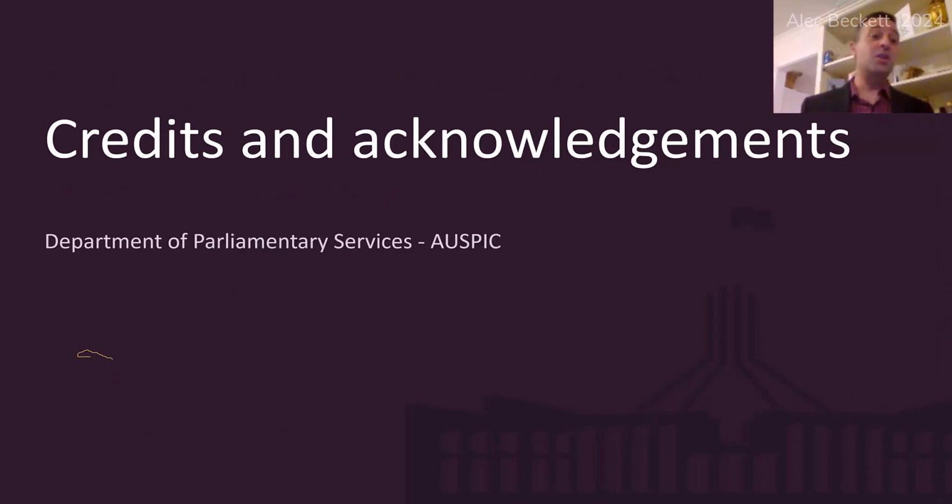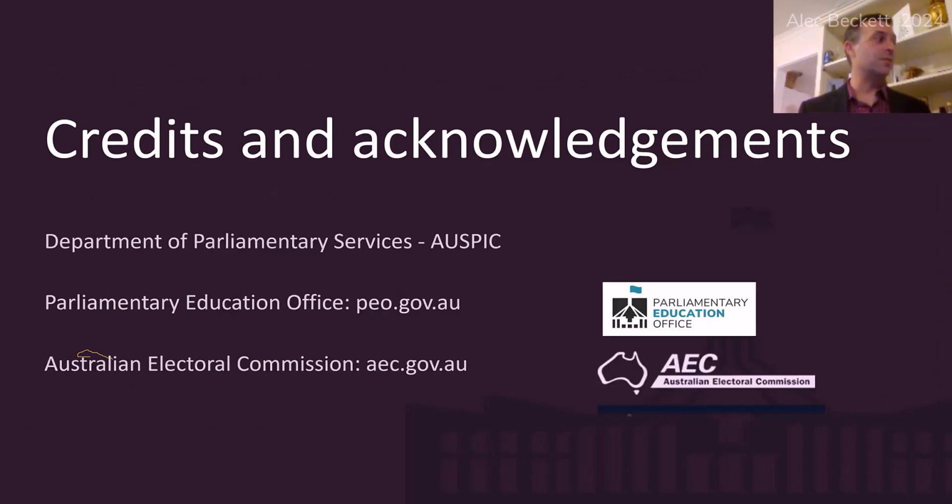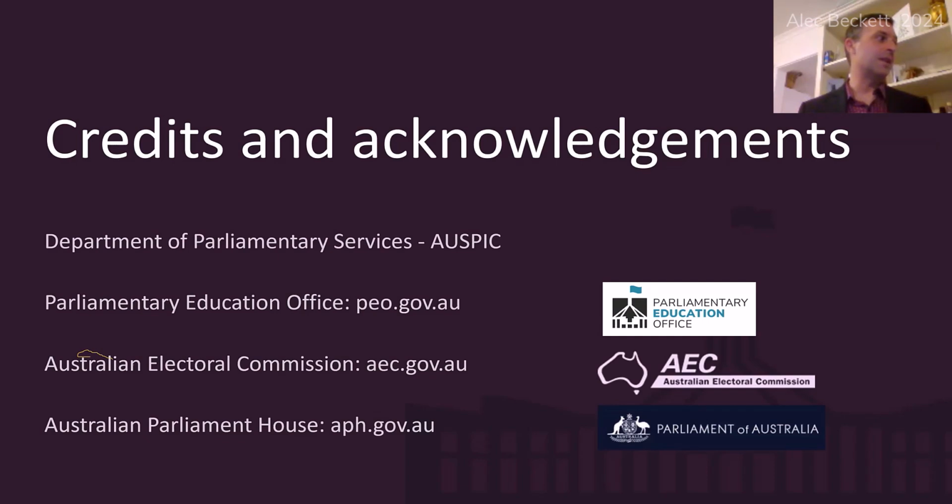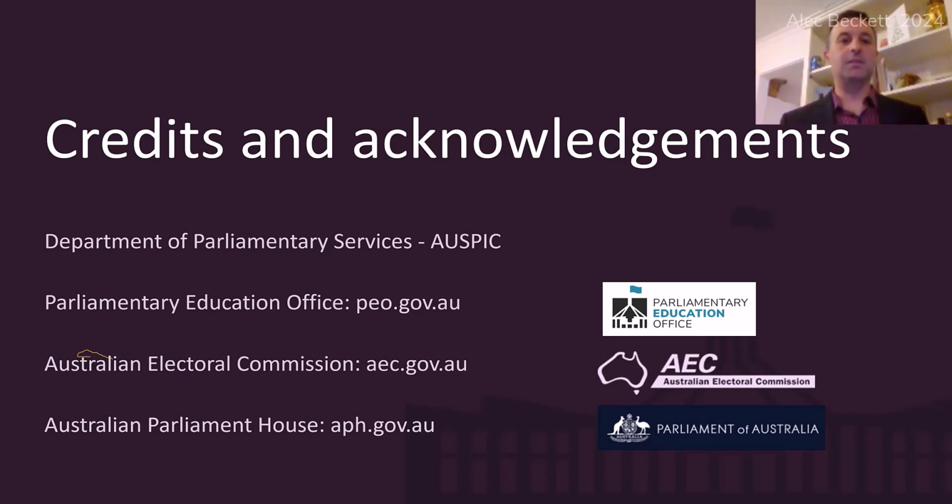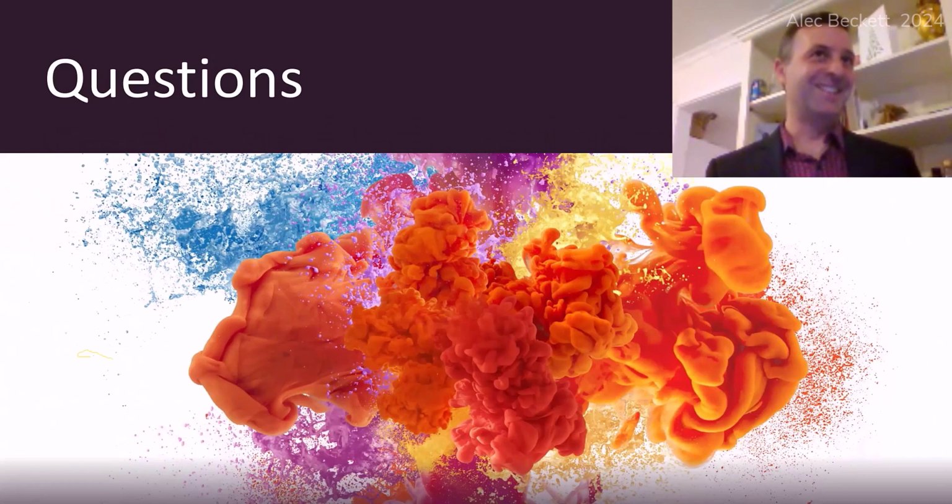I have some acknowledgements and credits. We've got some photos from DPS's AusPIC and the Parliamentary Education Office. There's a lot of information there, good quality stuff with lots of resources, videos, fact sheets, a whole range of stuff. The Australian Electoral Commission, we got a lot of information and pictures from there, and the Parliament House website as well. Now, a scary one, but are there any more questions?